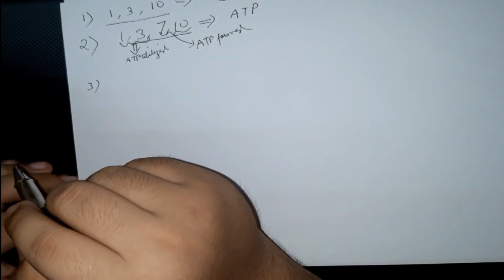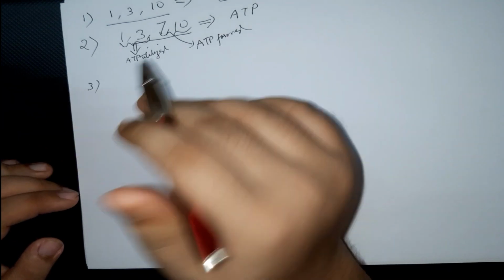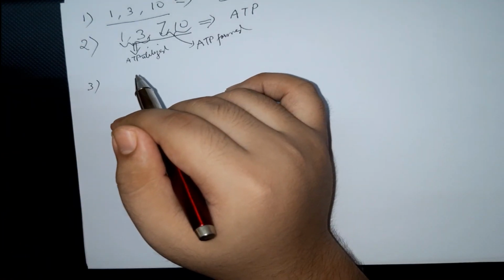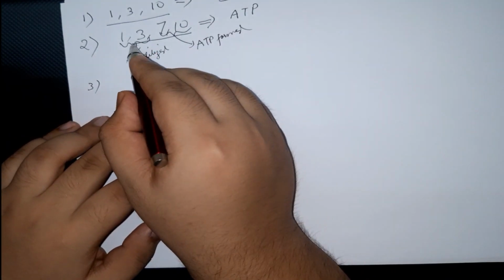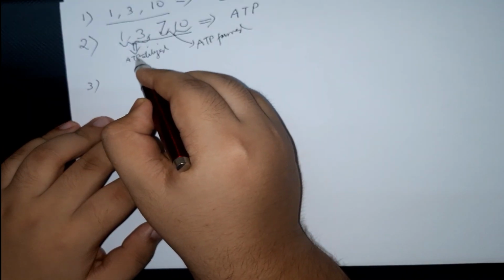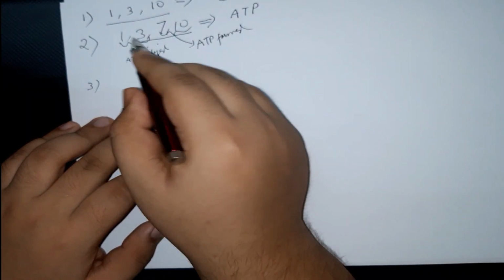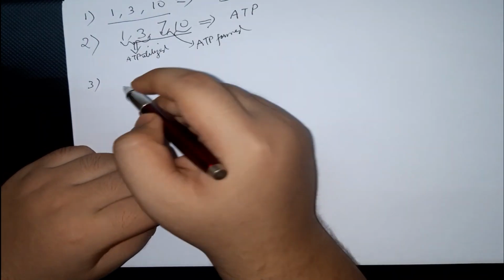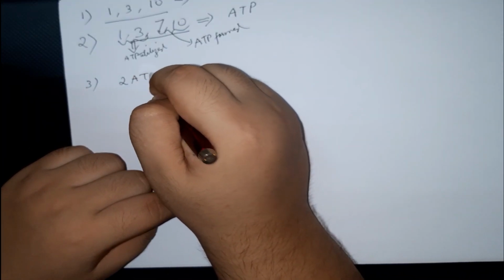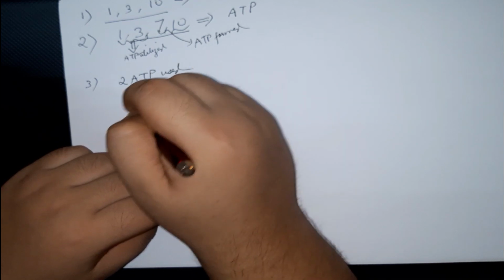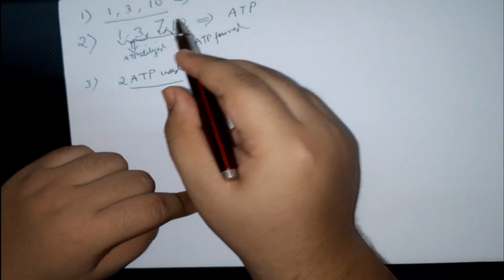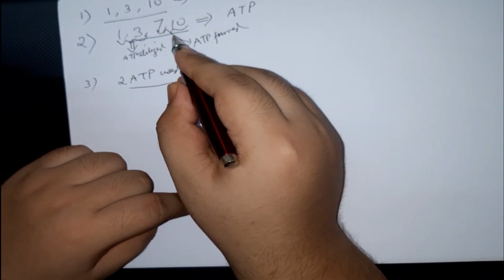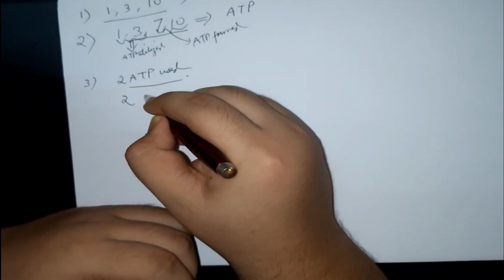Now the third thing which I would like to talk about is the energetics. Very simple. We all know that in steps 1 and 3, ATP is being utilized. So in step 1, 1 ATP is utilized. In step 3, 1 ATP is utilized. So overall 2 ATP is used. In step 7, 1 ATP is formed, and in step 10, 1 ATP is formed. So 2 ATP formed.